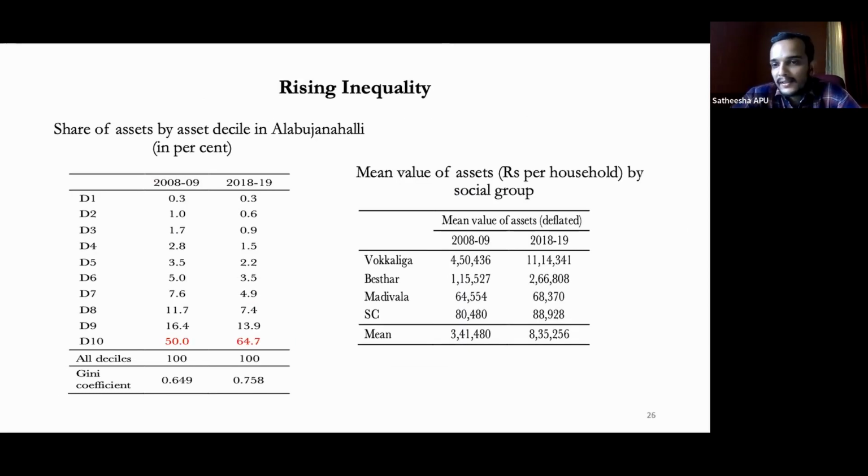All these changes in Alabujanahalli are also associated with rising inequality in asset ownership. This table shows the share of assets by asset decile. We can clearly see that decile 10 accounted for 50% of the total value of assets in 2009 and this increased to almost 65%. This is reflected in the Gini coefficient also. And given the mean value of assets, we can see Vokkaliga was able to double their mean value of assets between 2009 and 19.